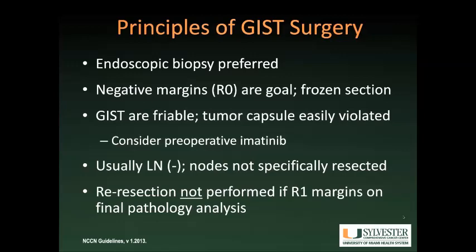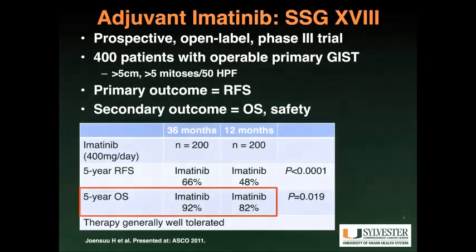GISTs are usually lymph node negative, so extensive lymph node dissections are not really standard surgical procedure. Resection is usually not performed if there's a few microscopic cells left at the border. The recurrence rate is actually still very low in that situation. So most surgeons will opt to treat with imatinib or follow very closely when the microscopic margins are positive.